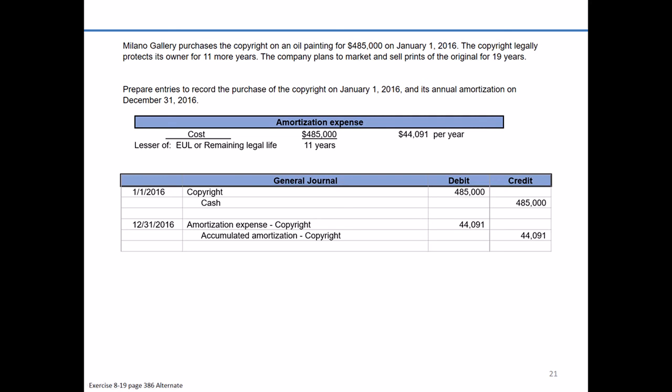Now, this was a situation where legal life remaining was 11 years, but the company planned to market and sell for 19 years. Let me ask you, what if we change this around and the company only planned to market and sell for 10 years? What would change? Well, in this lesser of legal life or useful life, in that situation, the useful life of 10 years would be less than the legal life of 11 years. So we would divide the 485,000 by 10 years, and therefore we would have had an annual amortization of $48,500.